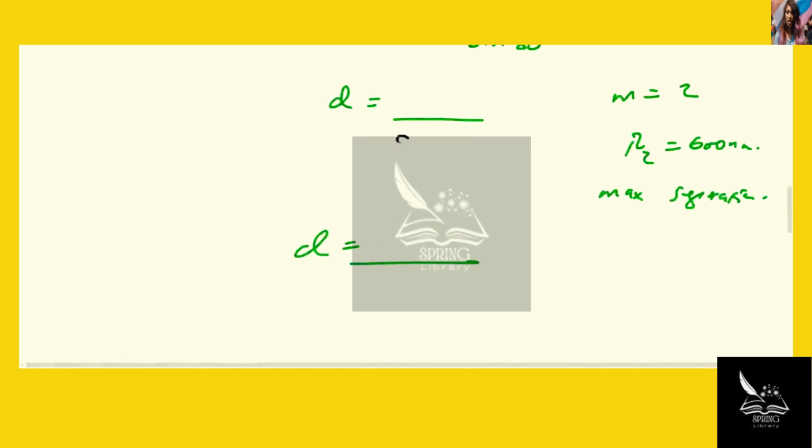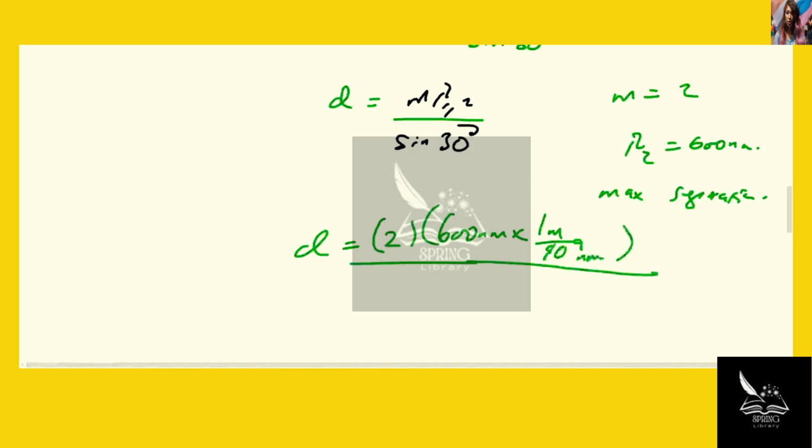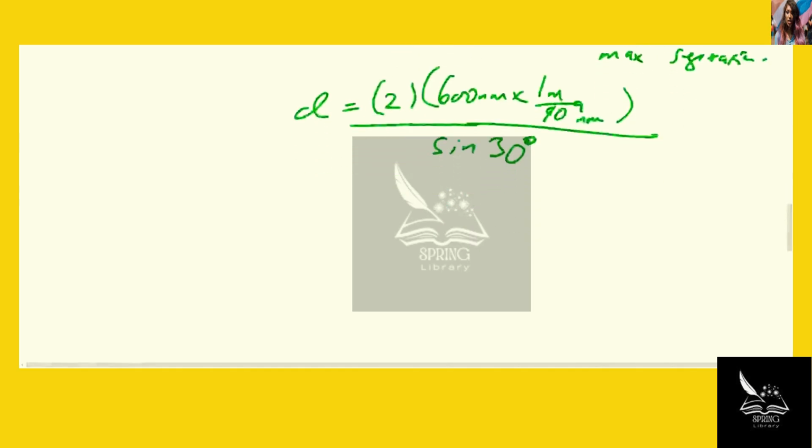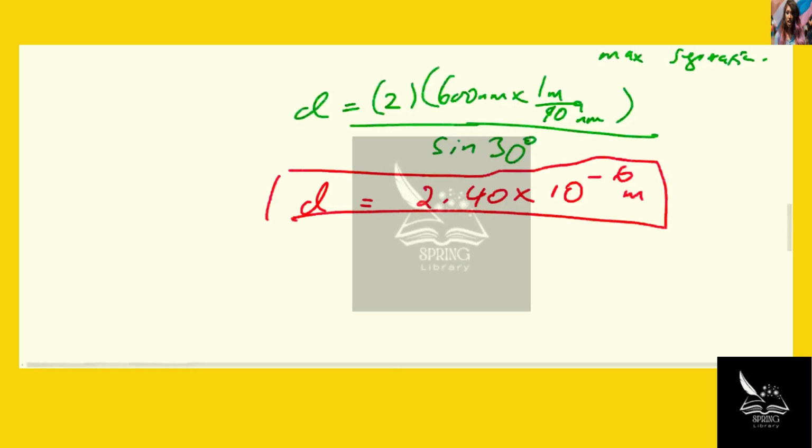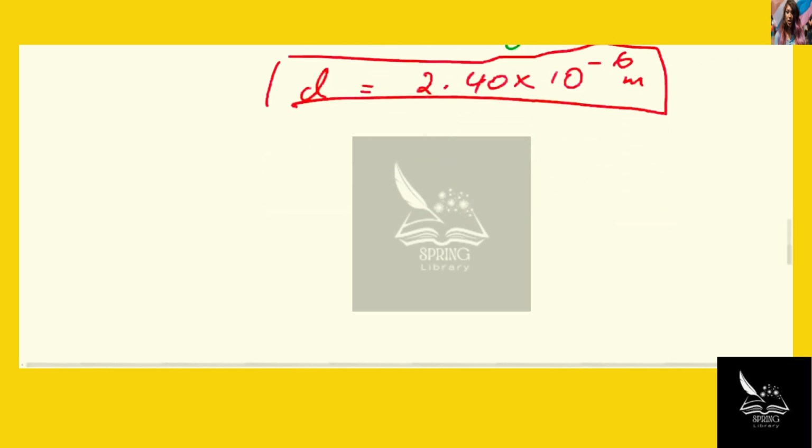We had sine 30 in the denominator, and then we had m lambda 1, 2 in the numerator. So d becomes twice, change the 600 nanometers to meters. That's 10 to the 9th power nanometers. We divide the denominator by sine of 30. So our separation d becomes 2.40 times 10 to the negative 6 meters. That's our separation. So that's the initial part of the problem.